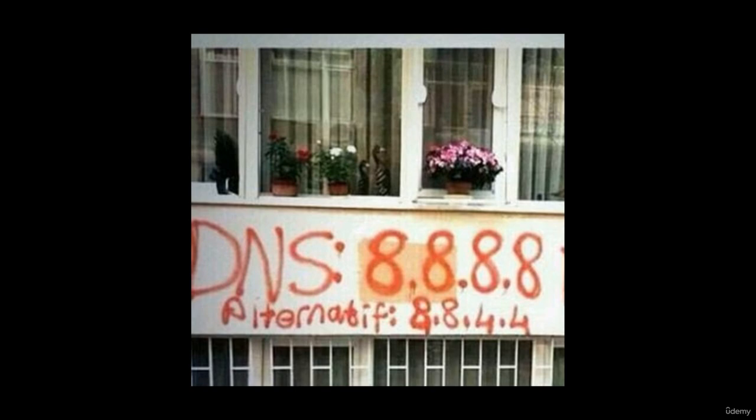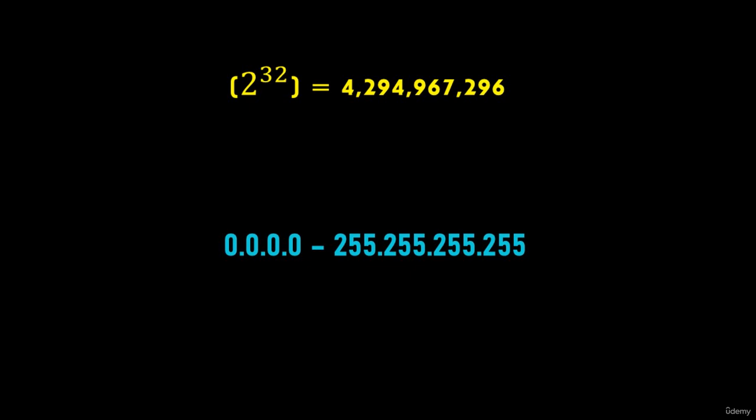For example, Google's preferred DNS server, which is the most used internet search engine, is 8.8.8.8. And the other DNS server is 8.8.4.4. So how does IPv4 work?